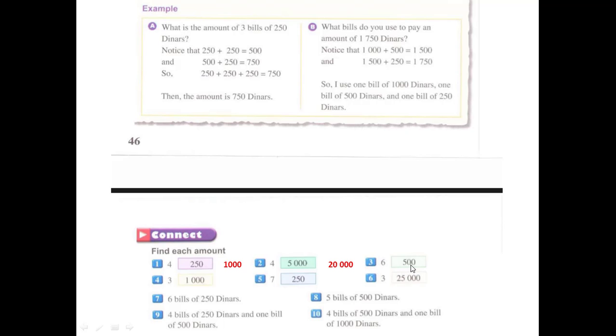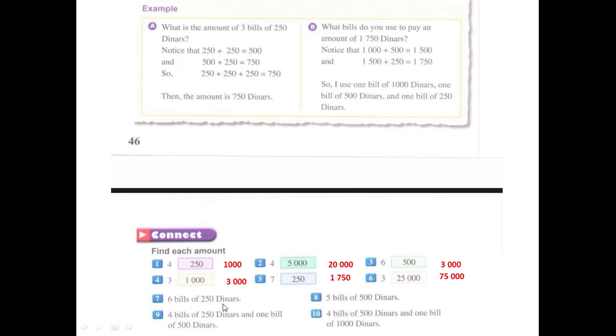Okay? 6 bills of 500. 6 bills. Be careful. 2 of them is equal to 1,000. 6 of them is going to be 3,000. 3 bills of 1,000: 1,000, 2,000, 3,000. So it is 3,000. 7 bills of 250 is 1,750. 3 bills of 25,000 is going to be 75,000.